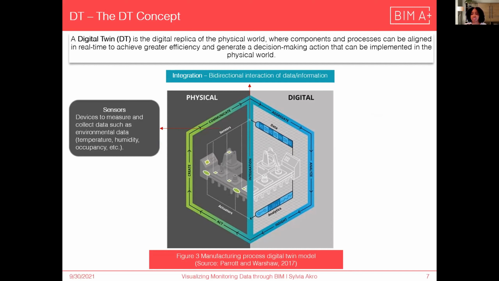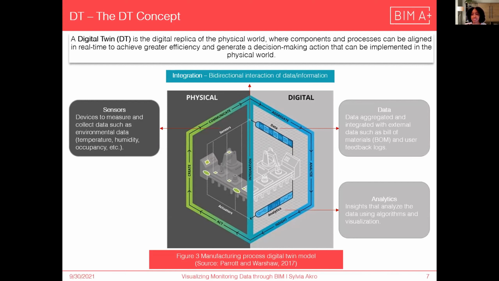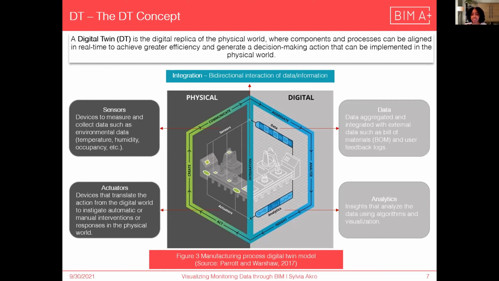It starts by putting sensors in the physical space. These sensors collect data, which are then transferred into the digital space. The data is analyzed by algorithms, and then this data can also be translated back through actuators into the physical space.